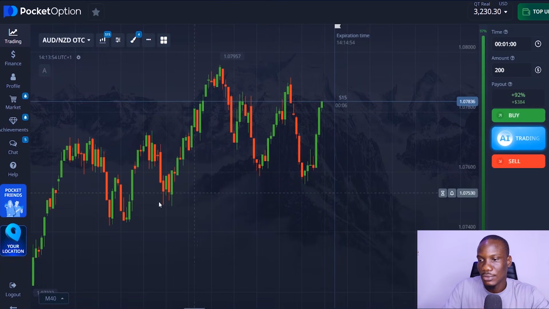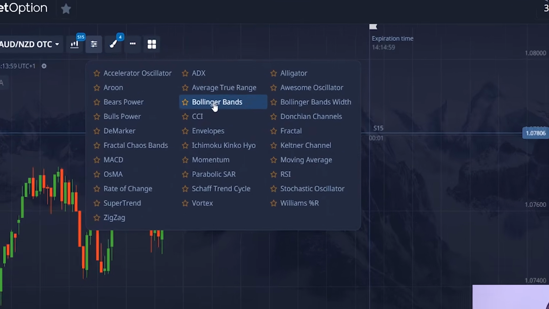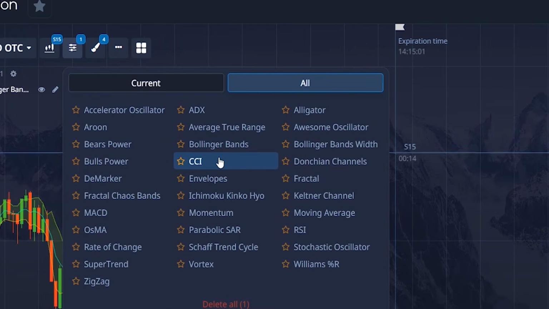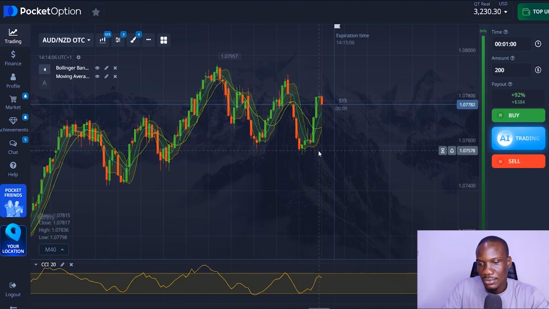So right here on the chart, I'm going to be making use of 3 indicators. I'm going to come over to the indicators section right here, and I'm going to be using the Bollinger Band indicator, the CCI indicator, and 1 moving average. These are the 3 indicators I'm going to be using.